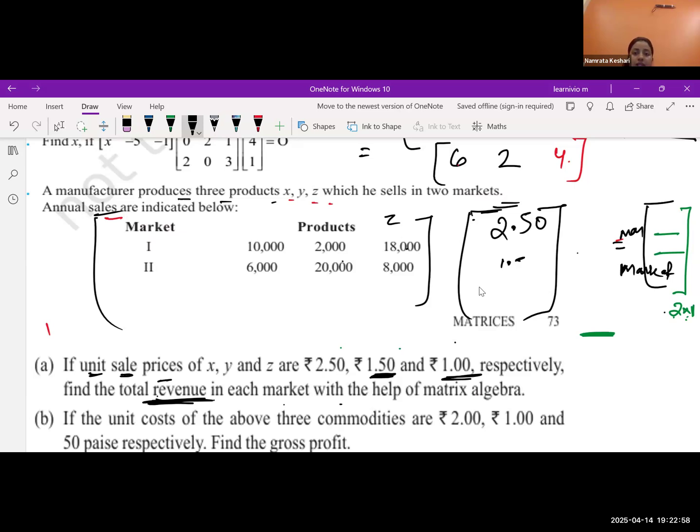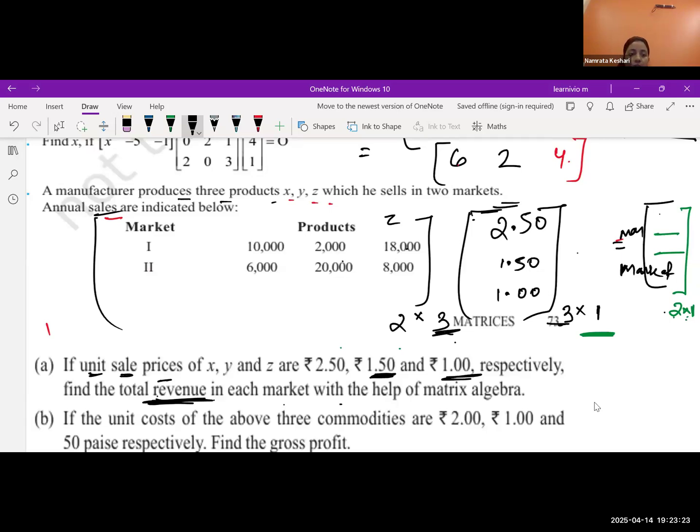Is it making sense, Ibrahim? Only how we will be doing the multiplication. The order over here is number of columns are 3 and number of rows are 2. Here number of columns is 1 and number of rows are 3. Clearly it is matching. Resultant will be 2/1. And yeah, we will be getting for market 1, for market 2, what is the total revenue.